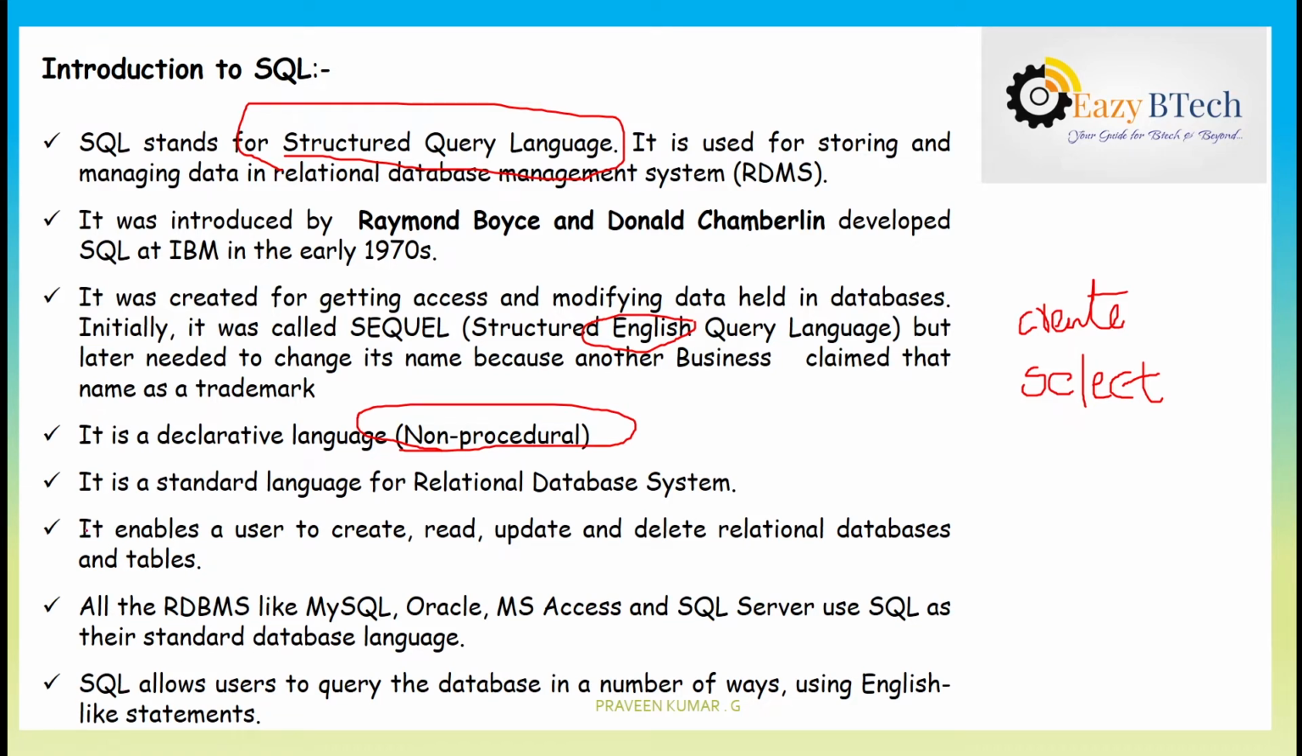It is a standard language for relational DBMS. We have specific languages for specific purposes. If we develop some basic applications, we go with the C language. If you want to develop web-based applications, we go with JavaScript or Java. Right now the entire world is in data science, which is nothing but machine learning algorithms.